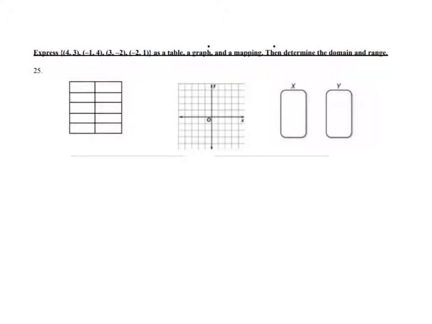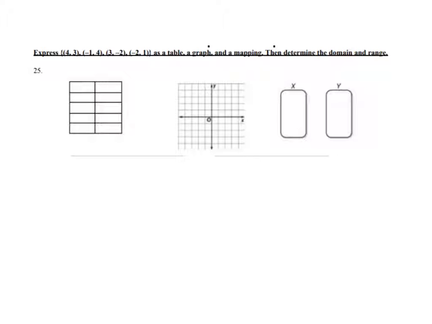So problem 25 comes from section 7 of our pretest over relations. It asks us to express this relation, so the set of ordered pairs, as a table, a graph, and a mapping, and then we're going to determine the domain and range.